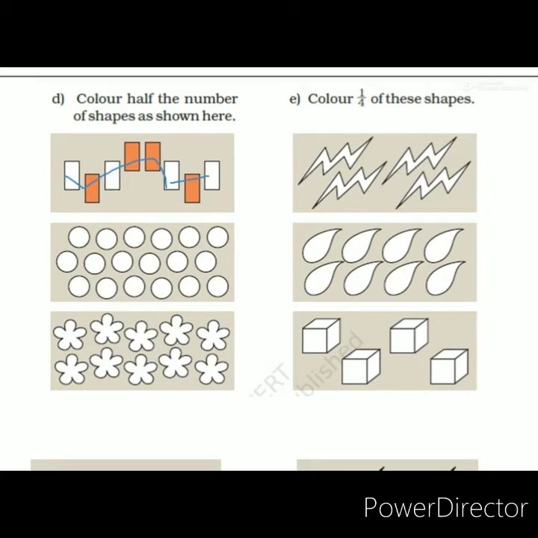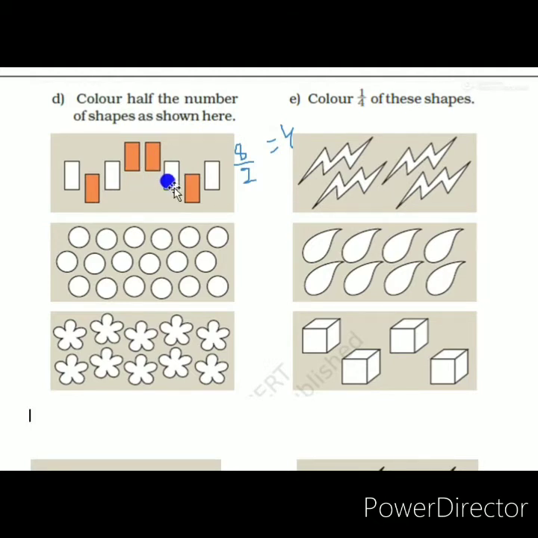What is the half of 8? To find the half of 8, 8 divided by 2. That is 4. So 4 parts or 4 rectangles we have to color. Then that first one has been done already. Now we have to do the next shape.